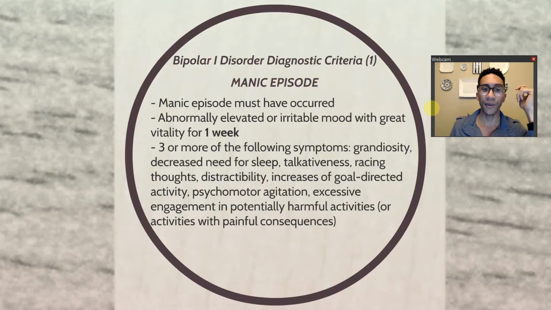So abnormally elevated or irritable mood with great vitality for 1 week. So vitality was my own words. What the DSM was trying to illustrate was basically like the person has a lot of life to them. They're kind of just like that for an entire week. So 3 or more of the following symptoms: grandiosity, decreased need for sleep. So a person is just very much like, oh, I'm on top of the world, or I'm Jesus Christ incarnate, or whatever. Decreased need for sleep, so they really don't feel like they need to sleep anymore, or they don't really want to. Excessive talkativeness, racing thoughts, distractibility, increases of goal-directed activity.